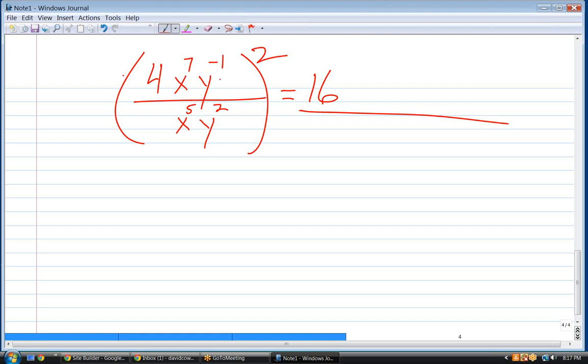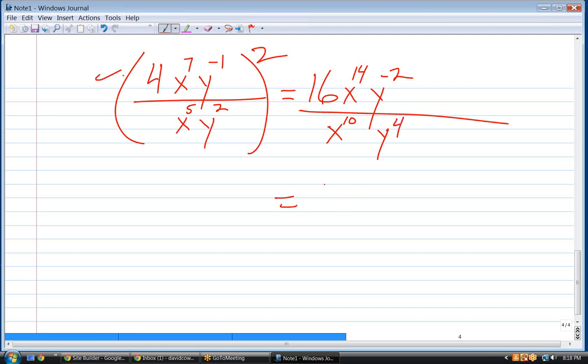Okay. Now, the first way I'm going to do it, I'm just going to act on the numerator. So the next term in the numerator is 2 times 7. The next term in the numerator is what? 2 times -1, which is -2. And now I do the same thing in the denominator. I got x to the 10th, 2 times the 5, y to the 4th.